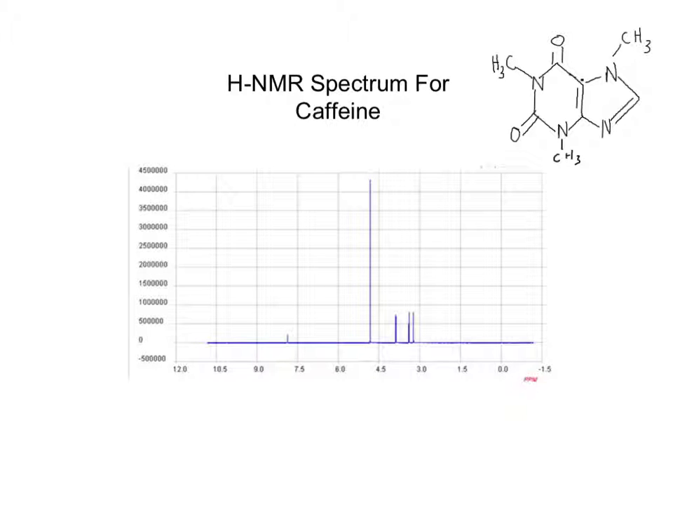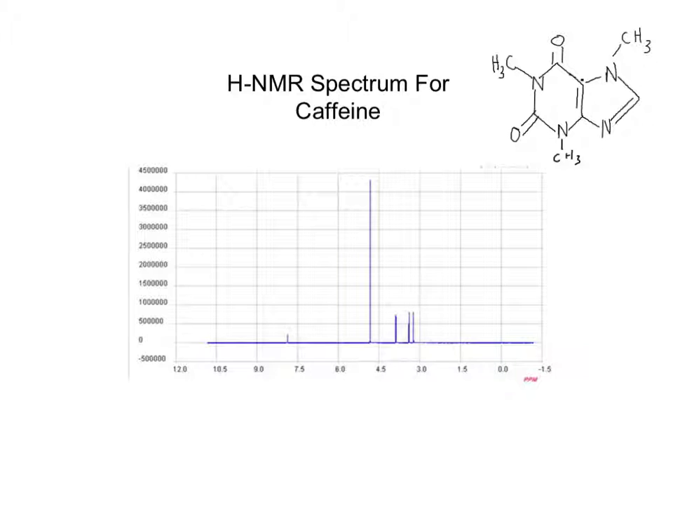Here we have an H NMR spectrum for caffeine. From the structure, we can see that there are 3 different H's, which we have this one here, this one here, this one here, and there's one that's not drawn in. That should give us 4 peaks in the H NMR spectrum, but we see that we have 1, 2, 3, 4, 5. The resource from where I got the H NMR spectrum attributed the extra peak to the solvent that was used to acquire the spectrum.